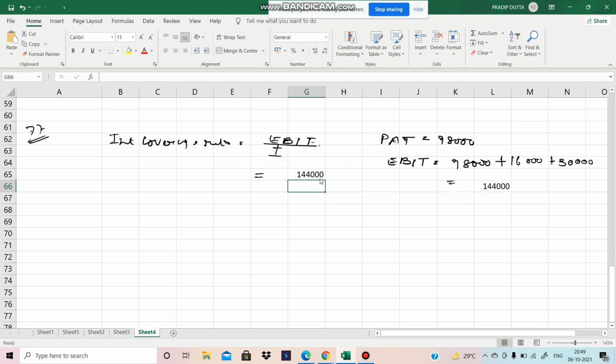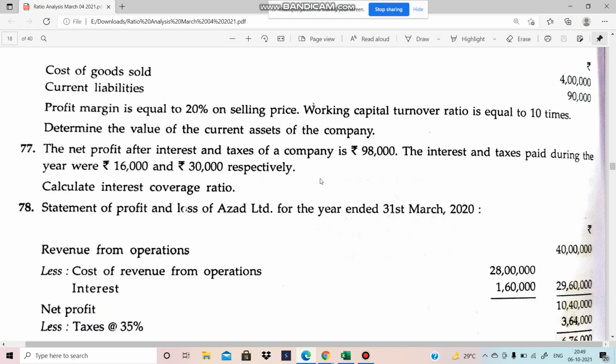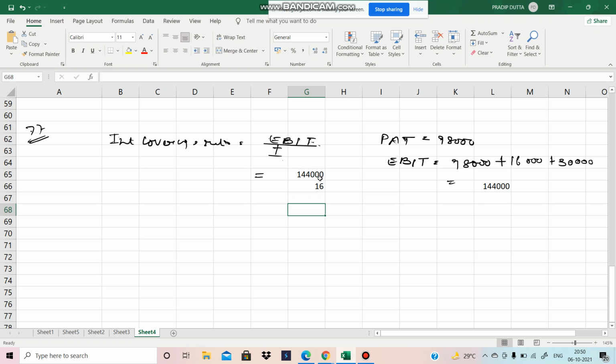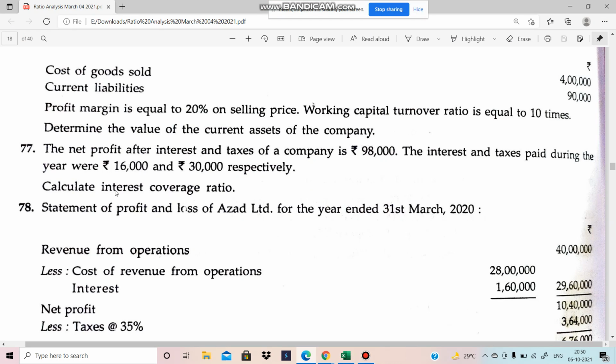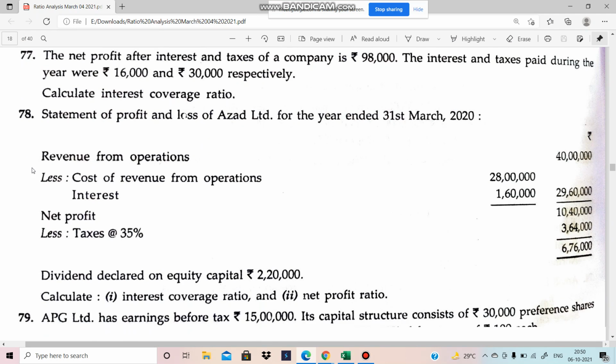What is the value of interest? The interest is 16,000. So our answer will be this divided by this, 9. Okay, this is my answer. The interest coverage ratio is 9 times. Now moving to question number 78.